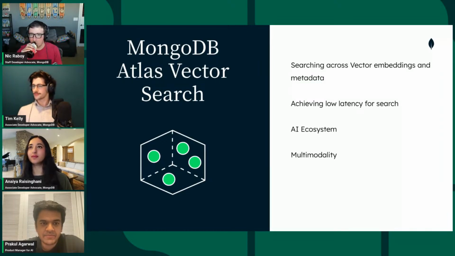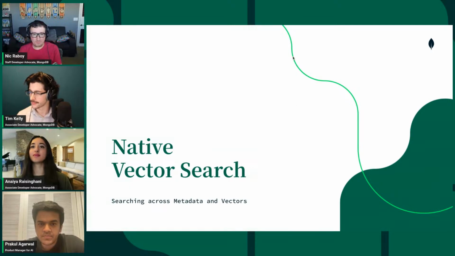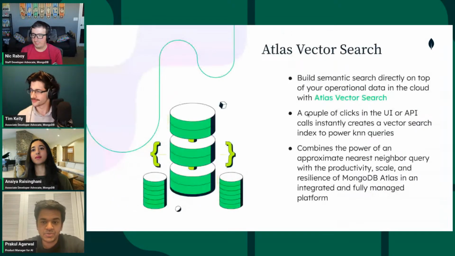So, yeah, let's dive into this. First thing is essentially the native vector search. The power is really with the metadata, all the text and other data that you have along with these vector embeddings. Atlas Vector Search allows you to take your operational data in the cloud wherever it already is. A couple of clicks or API calls will create this vector search index, which powers these KNN queries. These KNN queries are approximate nearest neighbor search queries, which allow you to do some of these things. I'm going to go into details of what that means. But essentially, all this comes out of our integrated, fully managed platform that is MongoDB Atlas.